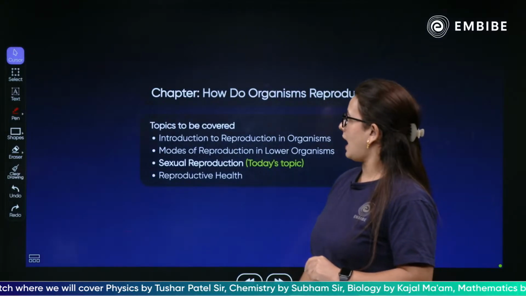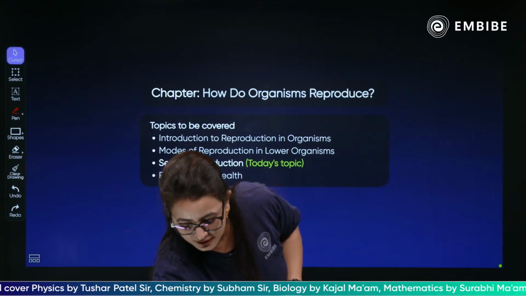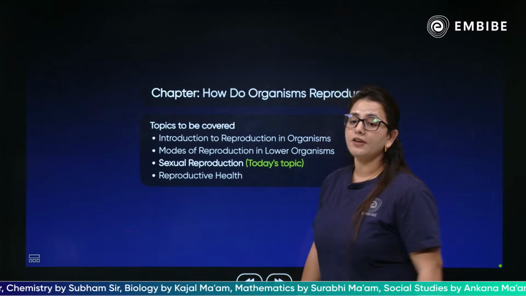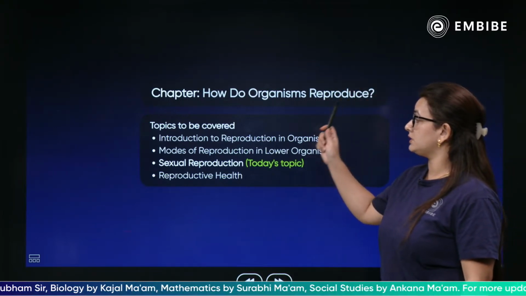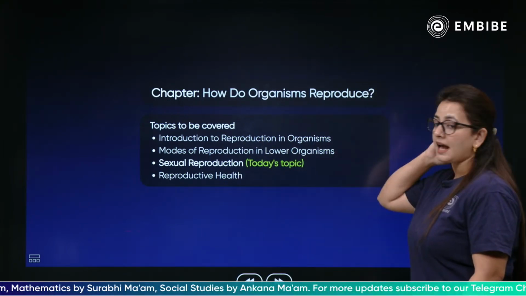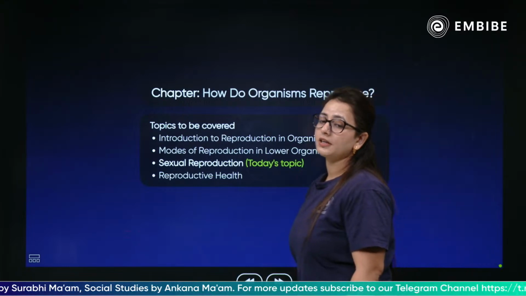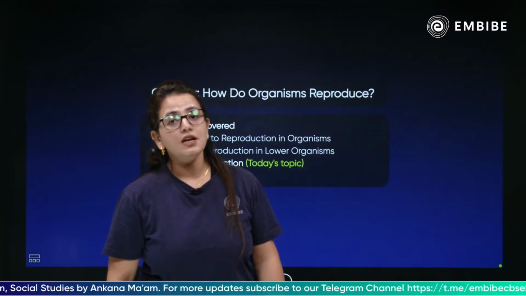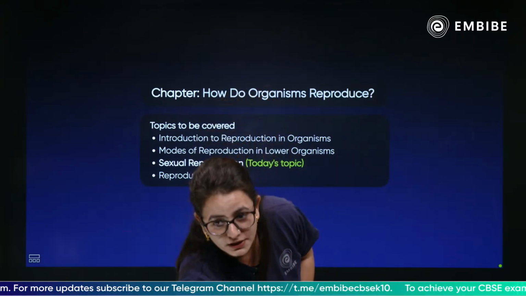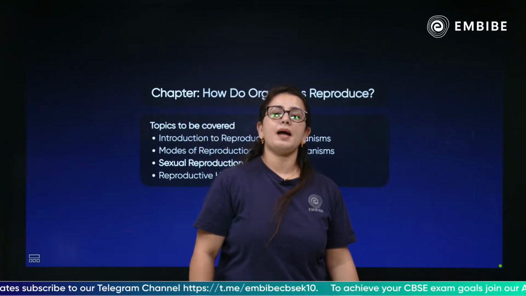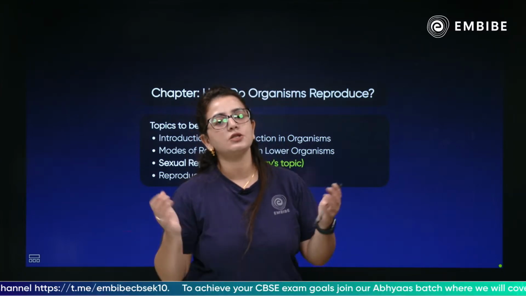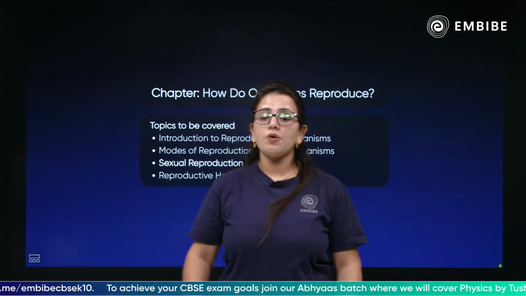The chapter going on right now is How Do Organisms Reproduce. We have already completed the topics of introduction to reproduction in organisms, modes of reproduction in lower organisms, and sexual reproduction, and reproductive health is yet to be completed. So, children, if you have missed any session, you can always go and check the past Embibe classes. You can go through that session again, and if you have any doubt, you can come back and ask questions anytime. So let's see what we have to discuss today.